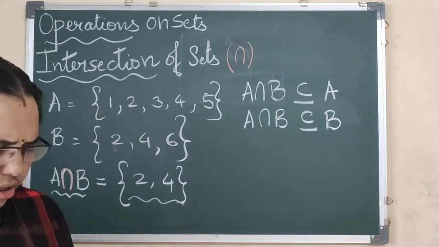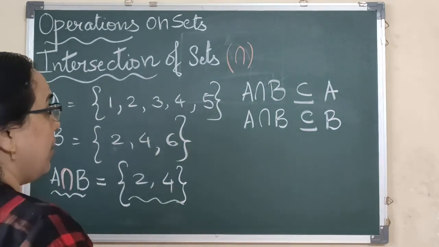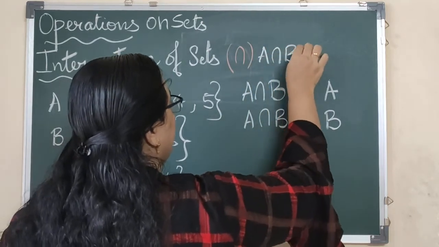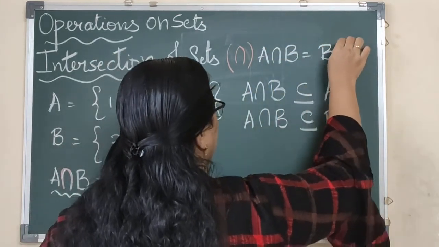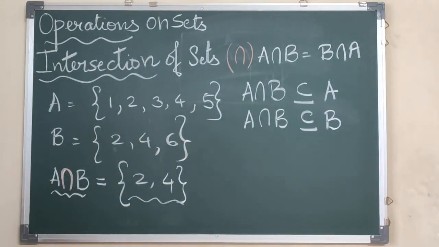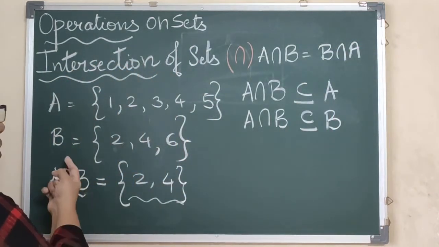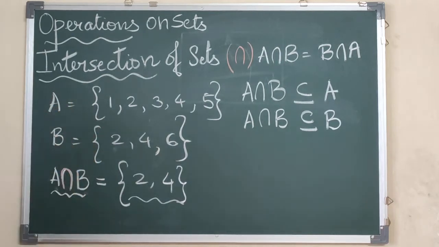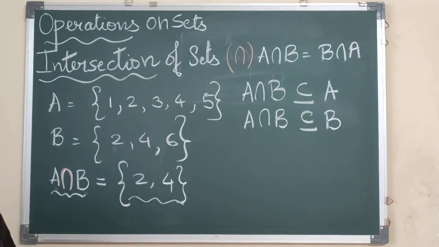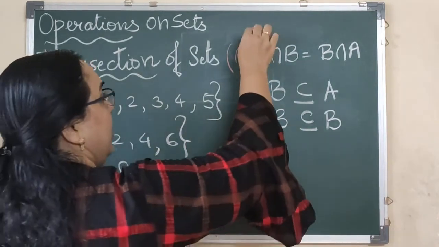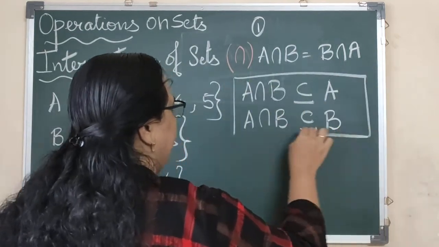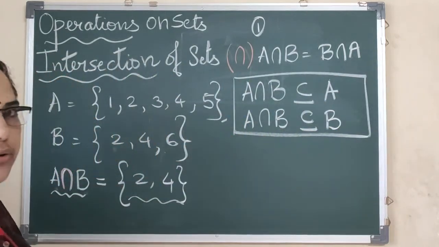Now coming to the properties one after the other. Here, A intersection B is equal to B intersection A. If I find A intersection B or I find B intersection A, it is one and the same. That is the first property we have. And the second property is, see, these are some properties we have taken out from here and concluded.